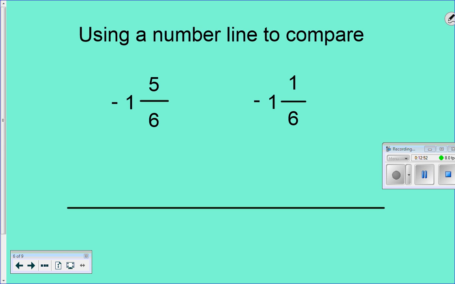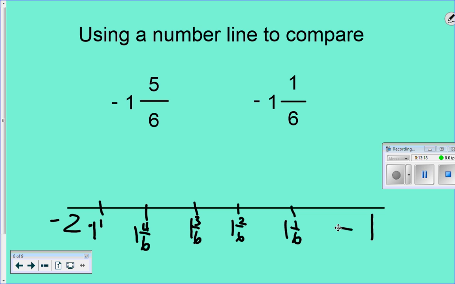Negative 1 and negative 2, right? If you look up there, negative 1 would be on this side and negative 2 would be on this side, right? And then what fraction do they have? Sixths. So then I would say, okay, this would be 1 and 1/6. This would be 1 and 2/6. 1 and 3/6. 1 and 4/6. 1 and 5/6, and they're all negative. And then plot your points. So, okay, 1 and 1/6 is here. 1 and 5/6 is here.